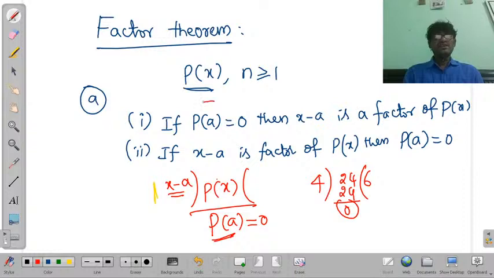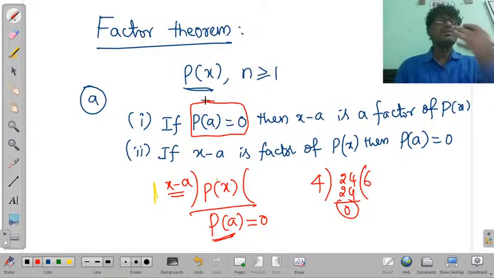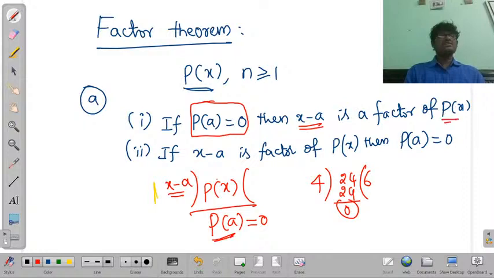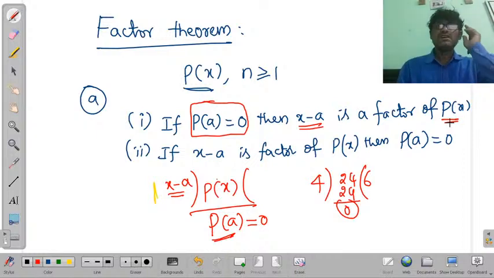Right. Here p of a equal to 0. What does it mean? That means remainder equal to 0. If the remainder is equal to 0, then x minus a is a factor of p of x. So like this, the factor theorem is just like the extension of the remainder theorem.